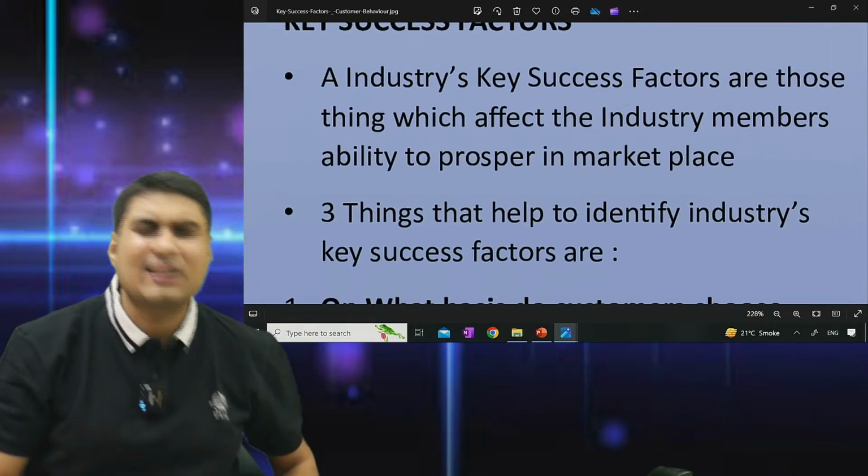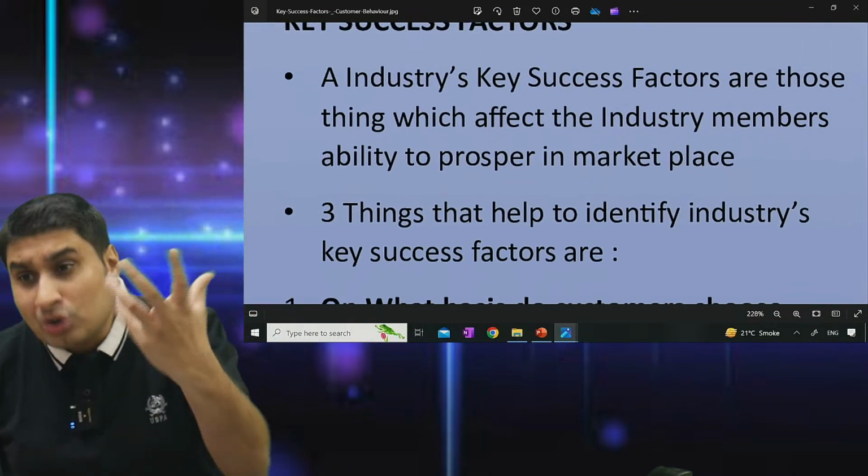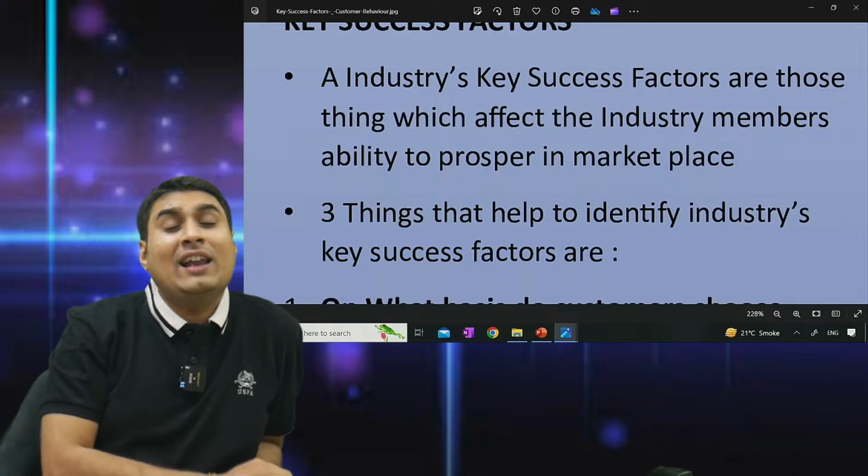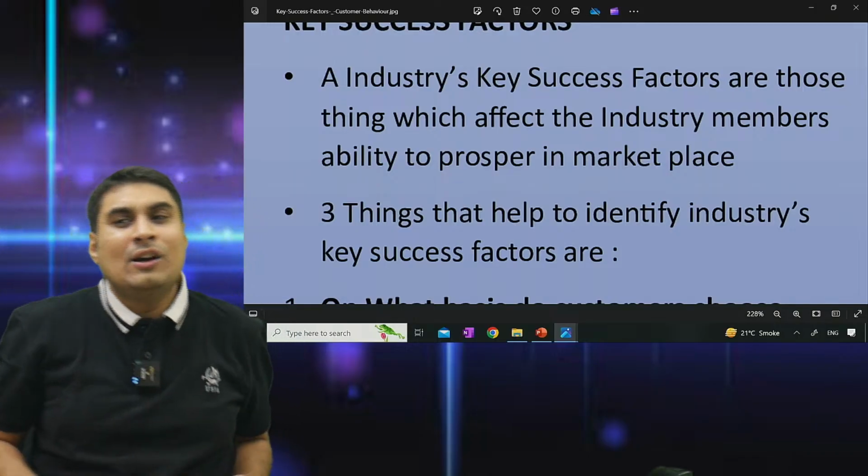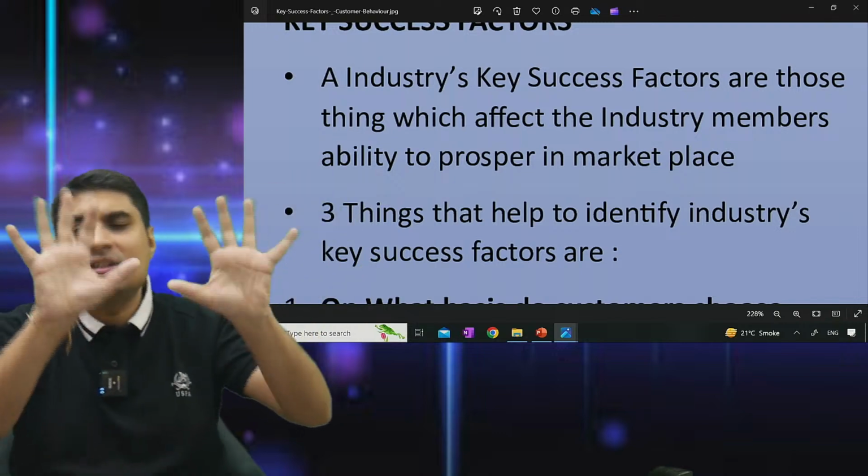Understood, sir. Key success factor. Okay, so for coaching, it's maybe the ambience of the class. It's the crowd in the class. Which should be different, but I'm just telling you.